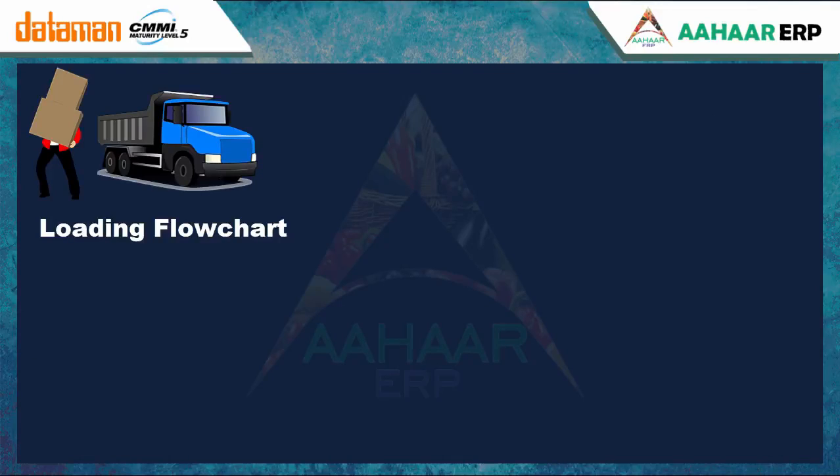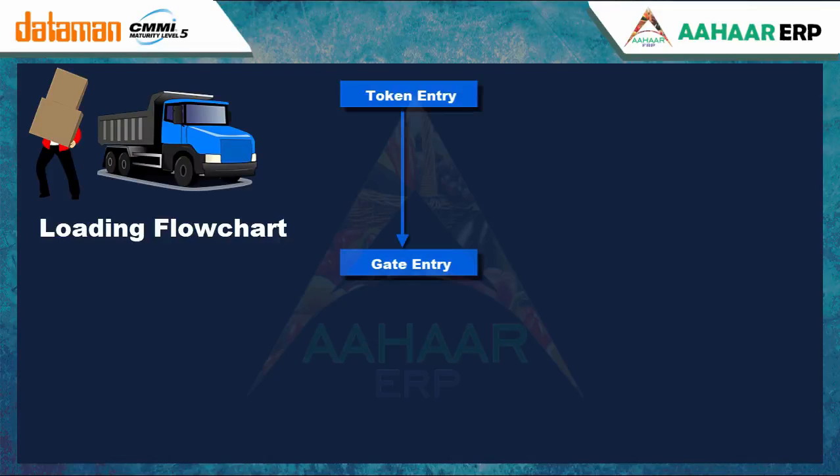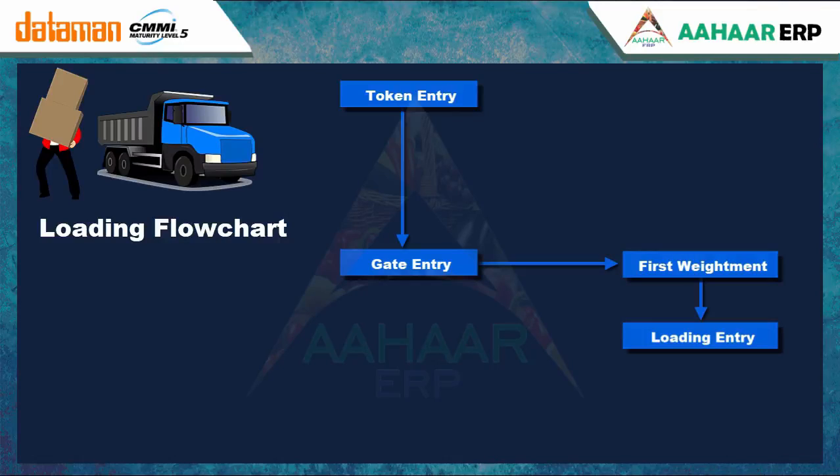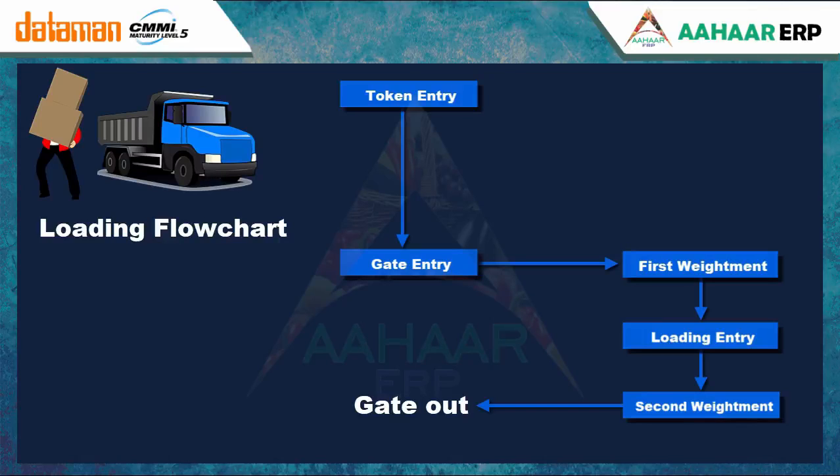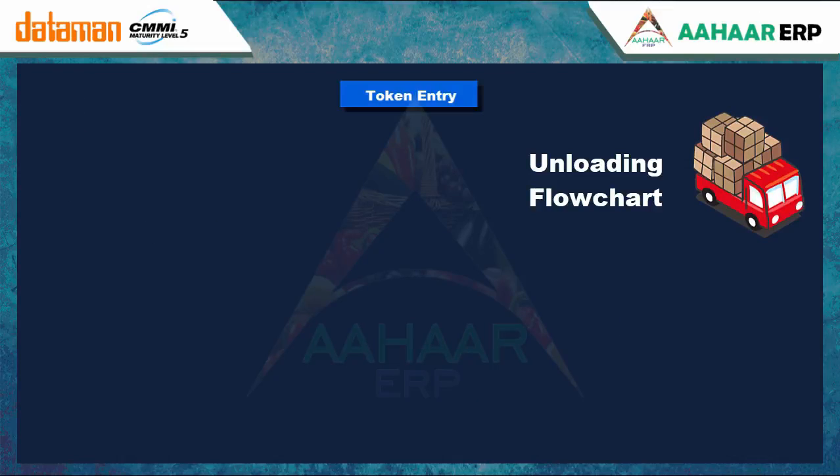Loading flowchart. When we sell finished materials, we follow these processes. First we do token entry, gate entry, then we do first weighment entry. Load the truck through loading entry. When truck is loaded, we do second weighment entry to know the exact weight of item. After that we follow gate out entry. The entry starts from token entry.